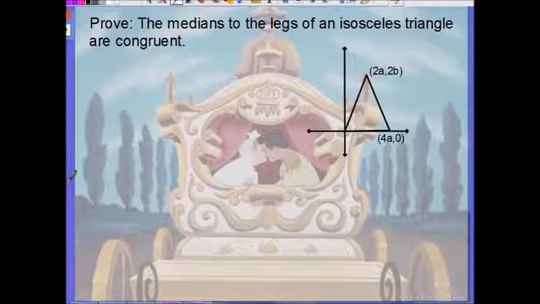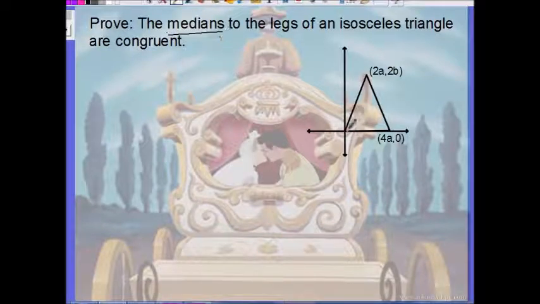And here's our last example for this section. We're going to try and prove that the medians to the legs of the isosceles triangle are congruent. Now, we're not going to do a 2-column proof here. We're actually just going to show our work and write a little bit to support that work. Now, if we're talking about medians, once again we're talking about midpoints. Now here is the point 0, 0. So we have to figure out what the midpoint is of those legs.